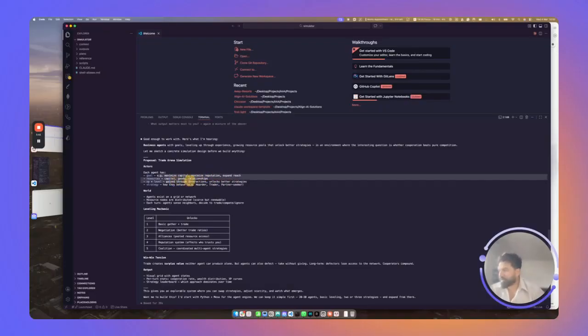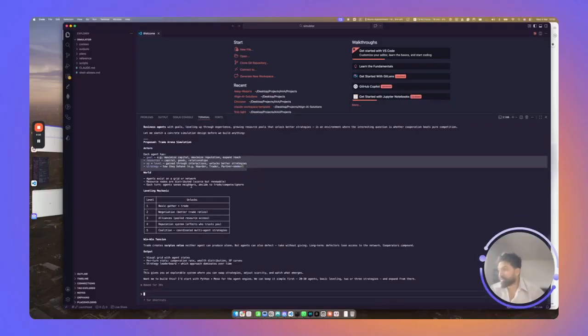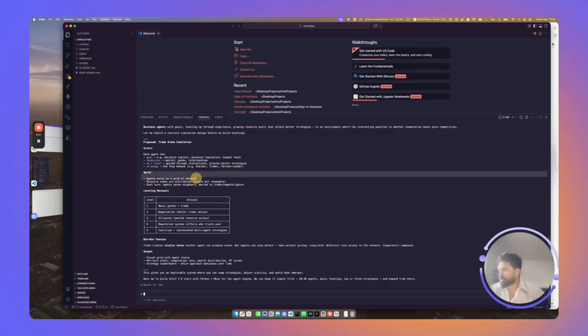Resources: capital, goods, relationships. XP levels are gained through interactions and unlock better strategies. How they behave: hoarder, trader, partner seeker. It's interesting, right? In human beings, we see some hoarding behavior, some trading behavior, some partner-seeking behavior. So what kind of strategy does a human being possess? Agents exist on a grid or network. Resource nodes are distributed, scarce but renewable.